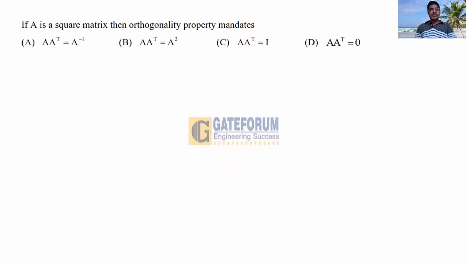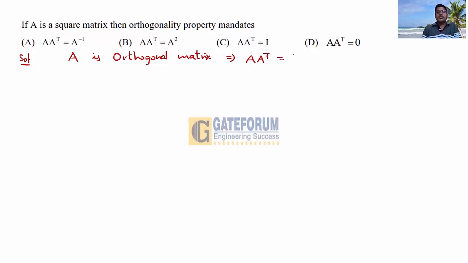The question is, if A is a square matrix, then the orthogonality property mandates. Four options A, B, C, D are given. This question is from engineering mathematics, from the topic linear algebra, subtopic basics. The solution is: A's orthogonality property means automatically A is an orthogonal matrix, which implies A into A transpose is equal to I, which is equal to A transpose into A.